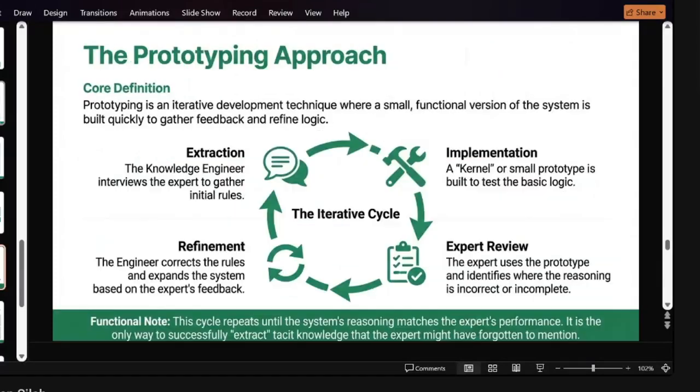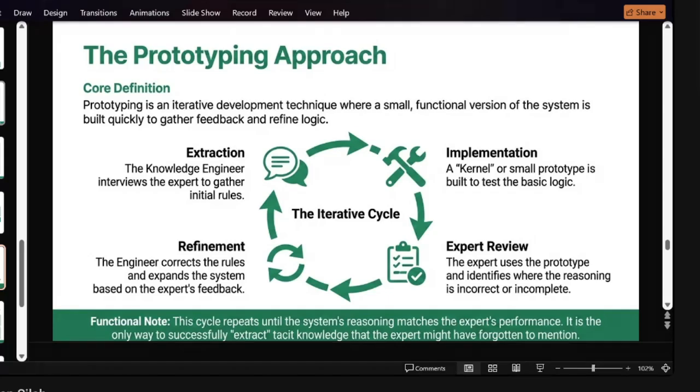The prototyping approach. Prototyping is an iterative development technique where a small functional version of the system is built quickly to gather feedback and refine logic. We have extraction, where the knowledge engineer interviews the expert to gather the initial rules. Then we have implementation. A kernel or simple prototype is built to test the basic knowledge or logic. Then we have expert review. The expert uses the prototype and identifies where the reasoning is incorrect or incomplete.